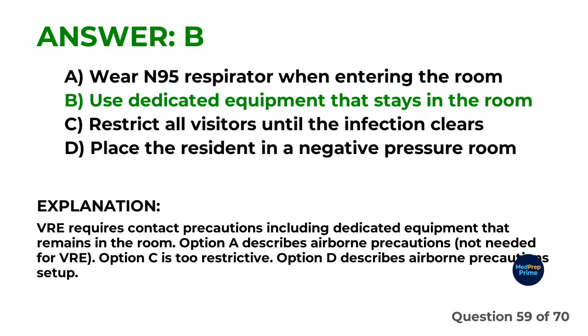Correct answer, B. VRE requires contact precautions including dedicated equipment that remains in the room. Option A describes airborne precautions, not needed for VRE. Option C is too restrictive. Option D describes airborne precautions setup.